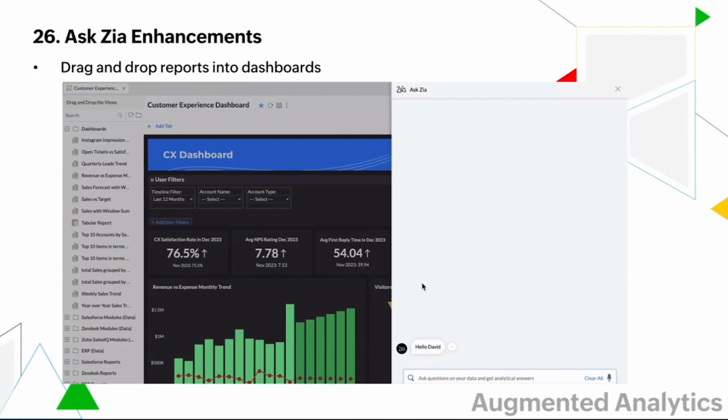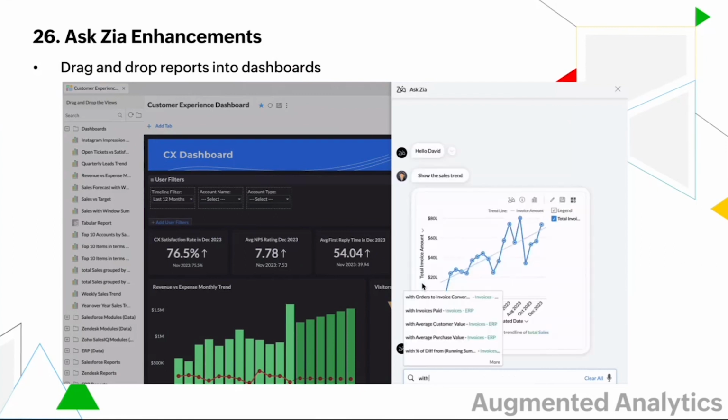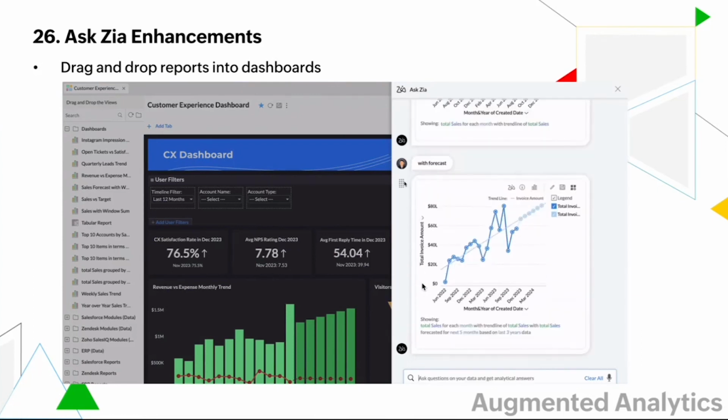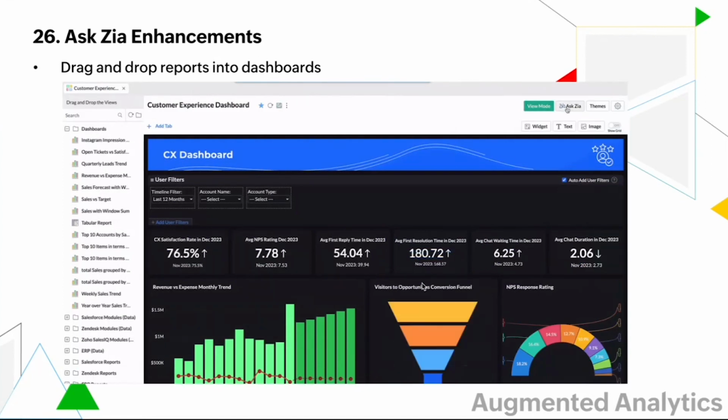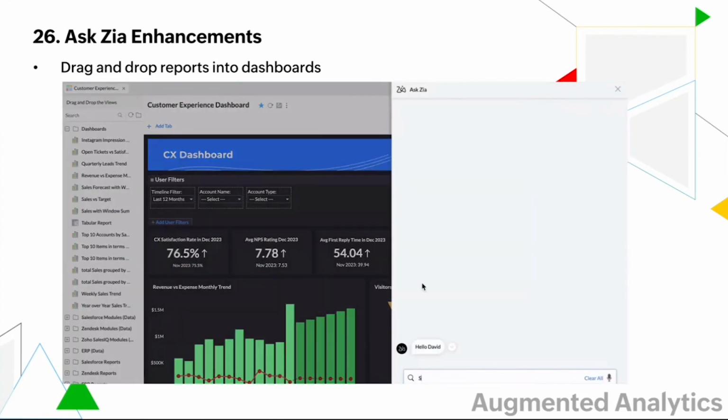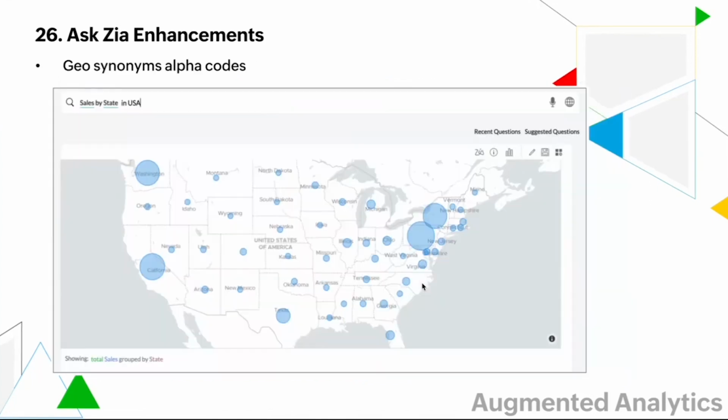All right, folks, let's quickly see the enhancements in Ask Zia. First up, we have drag and drop reports into dashboard. You can now drag and drop reports created in the Ask Zia interface into the dashboards directly. This tremendously enhances user experience. Ask Zia can now understand geosynonyms such as Alpha 2 code and Alpha 3 code. For example, United States can be given as USA and India can be given as IND. It will still give the right answers.